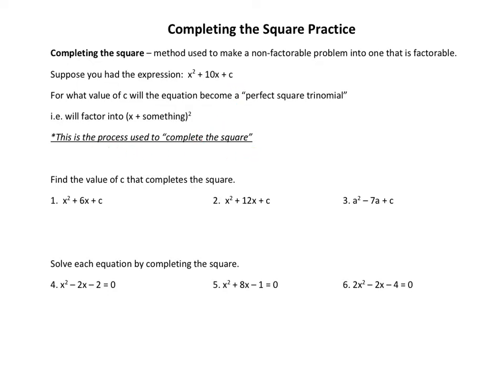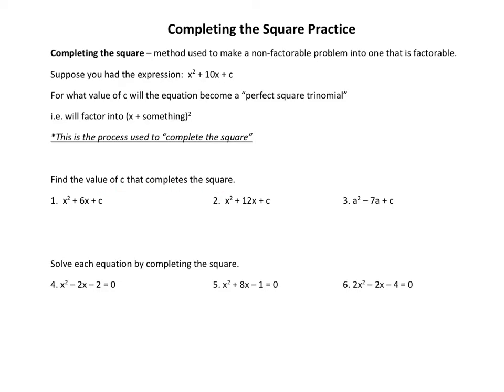Now I've shown you, if you've taken Algebra 1, the visual methods of what this means, but in here we're just going to practice the basics, kind of like a review of the simpler parts of this. So the first question says, find the value of c that completes the square.